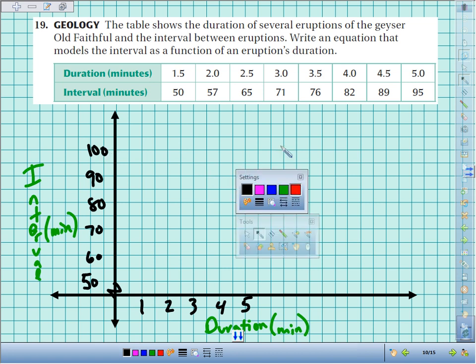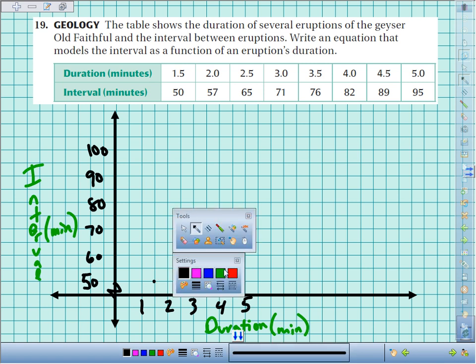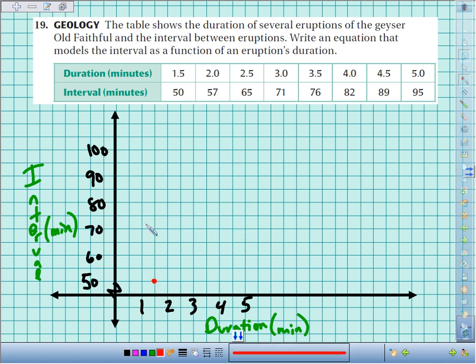So if we plot our points, 1.5, 50. 2, 57. There's 55, 57 is pretty close. 2.5, 65. 3, 71, right about there. 3.5, 76, right about there. 4, 82, about there. 4.5, 89, pretty close. 5, 95, right there. So you can see there's definitely a positive correlation.